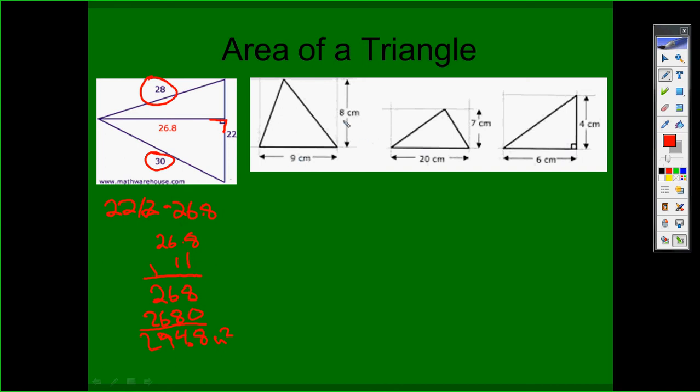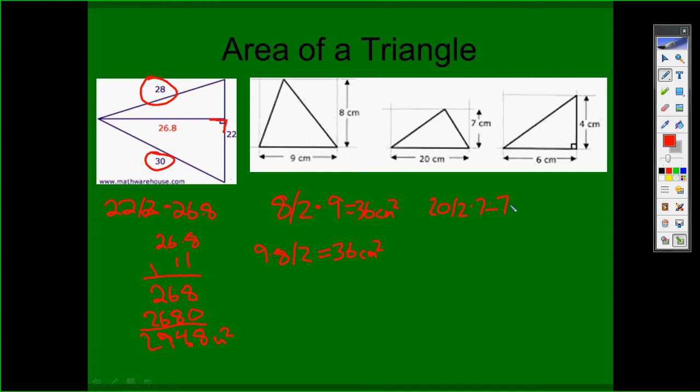Here I've got a base of 9, a height of 8. I'm going to split my 8 first. 8 divided by 2 is 4 times 9 allows me to see very quickly this is 36. So I could have done 9 times 8 is 72, divided by 2 equals 36. I think this is easier because I can do it mentally, much more easily than I can do 72 divided by 2. Here I've got 20 and 7, so I'm going to split my 20 and say 10 times 7 equals 70.